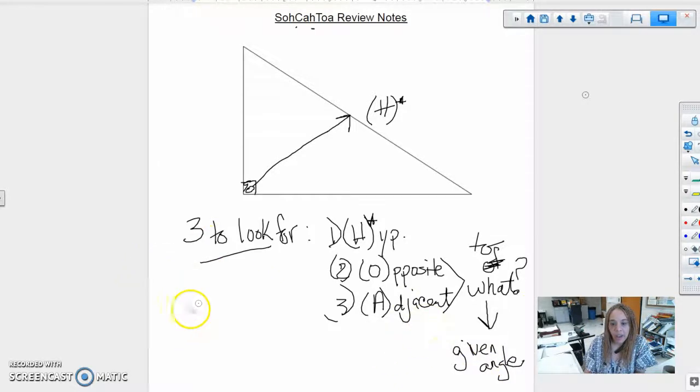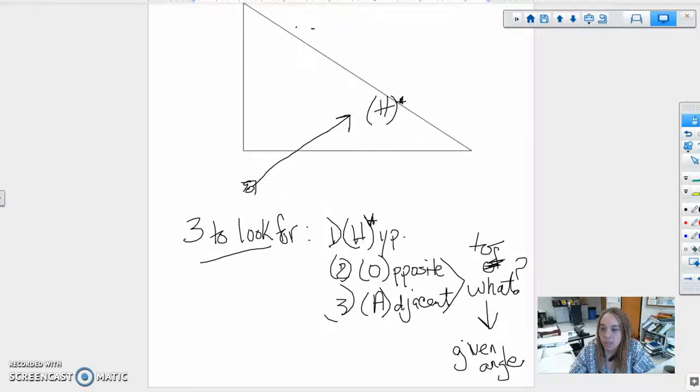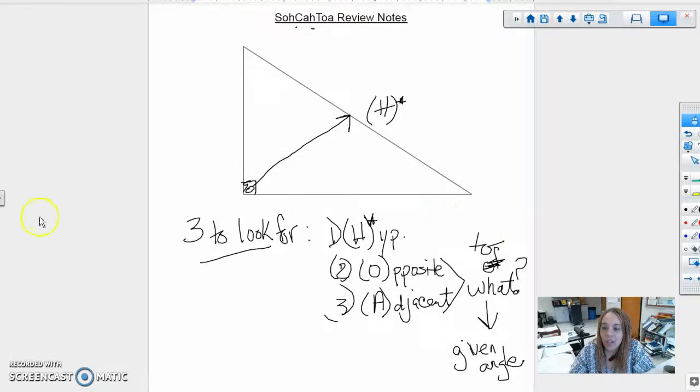So you will have three ratios. Let me scroll down here real fast for you. We've studied Sohcahtoa in terms of, hopefully you have those notes. I'm going to go ahead and erase those notes. I hope you took them by now. If not, you're going to have to go backwards on this video.